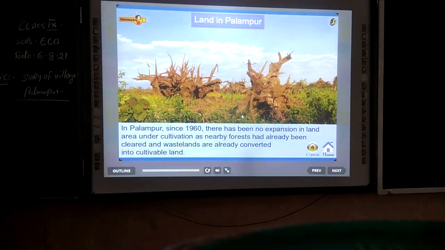In Palampur, since 1960, there has been no expansion in land area under cultivation, as nearby forests had already been cleared and wastelands are already converted into cultivable land.